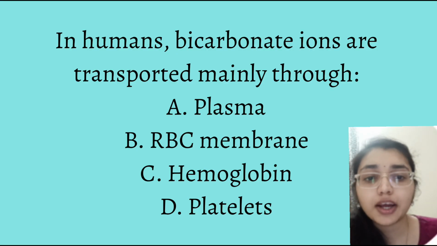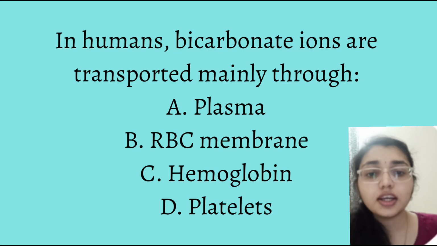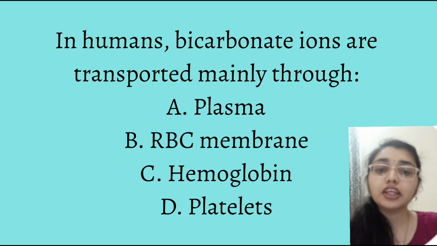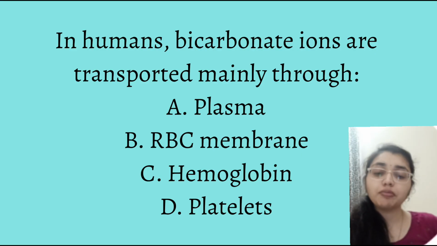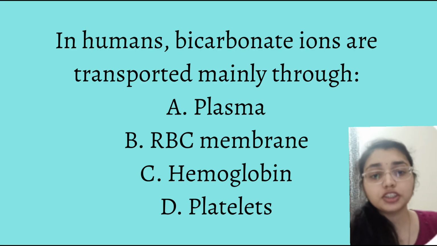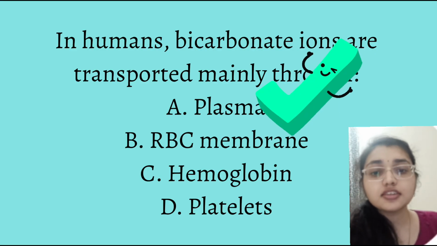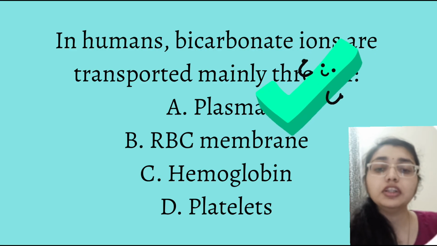In human, bicarbonate ions are transported mainly through option A plasma, option B RBC membrane, option C hemoglobin, option D platelets. So here the answer is plasma, because in human the bicarbonate ions are transported mainly through the plasma.